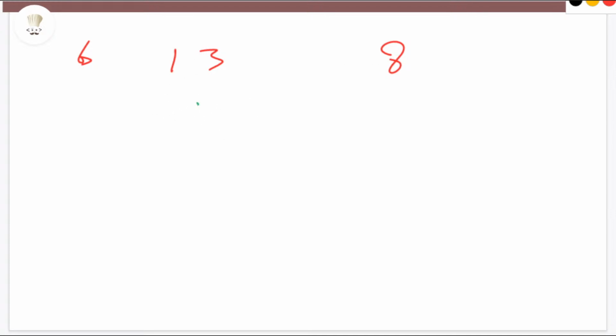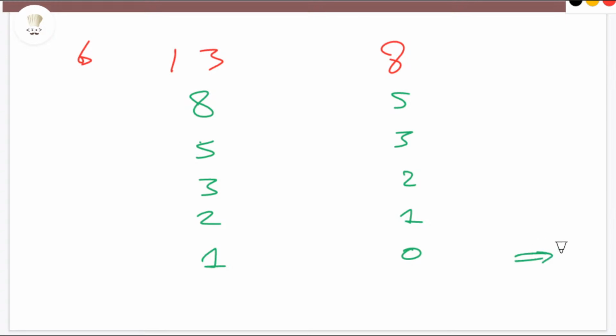So 13, 8, we get 8, 5, because 13 modulo 8 is 5. Then we get 5 and 3 because 8 modulo 5 is 3. Then we get 3 and 2 because 5 modulo 3 is 2. Then we get 2 and 1 because 3 modulo 2 is 1. And then we get a 1 and a 0. So the GCD of these two numbers, 13 and 8, is 1.